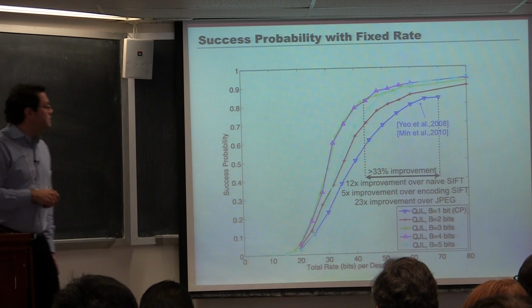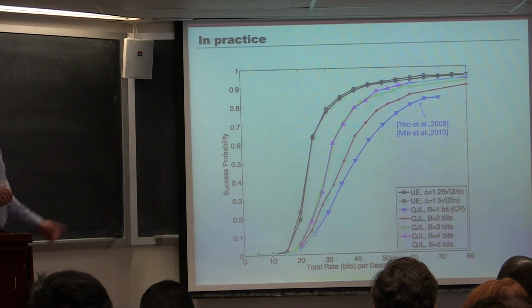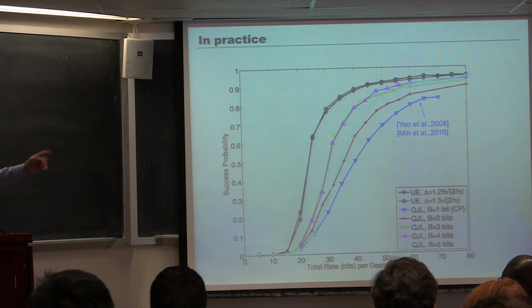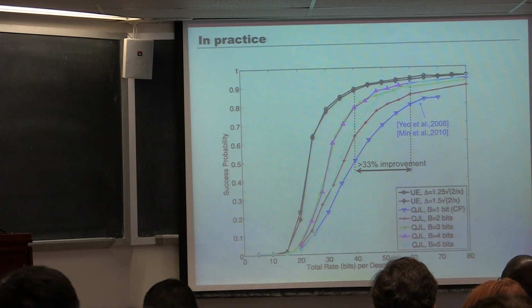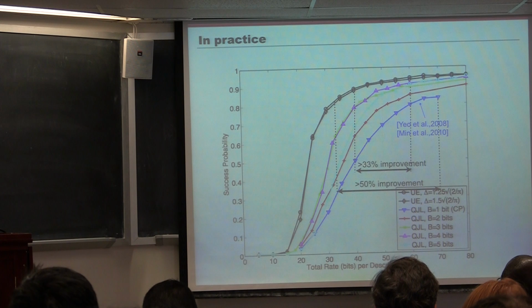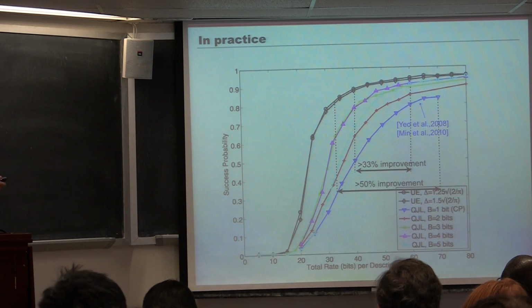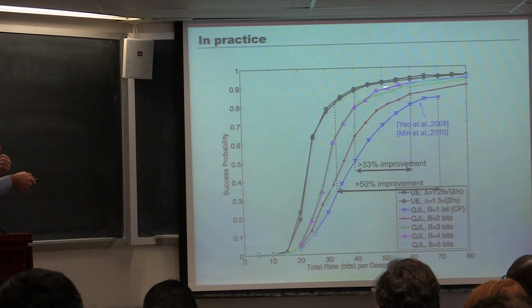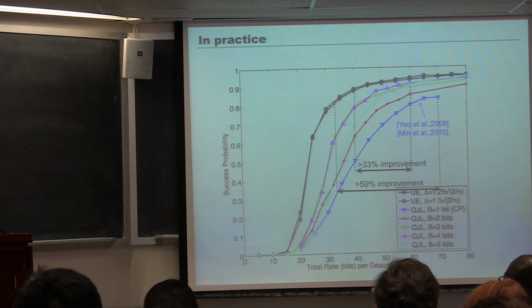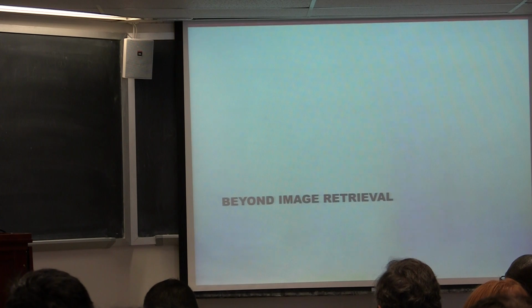Now, if you use universal embeddings, you actually get a much better performance. And the reason is that you can actually tune your embedding to only preserve the radius of the signals you care about to recognize the nearest neighbor. So you can get a 33% improvement over the quantized Johnson-Lindenstrauss embeddings and a 50% improvement over the state of the art. So I'm almost out of time, so I'll go fast.